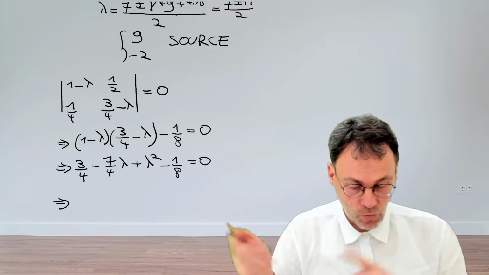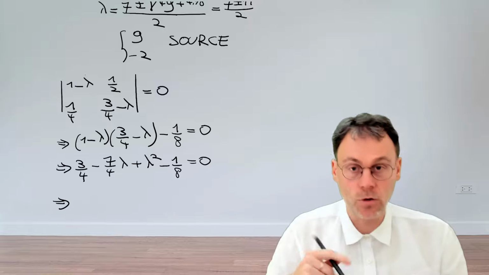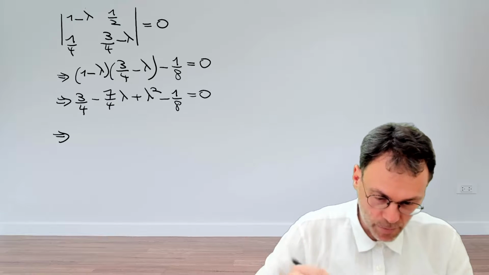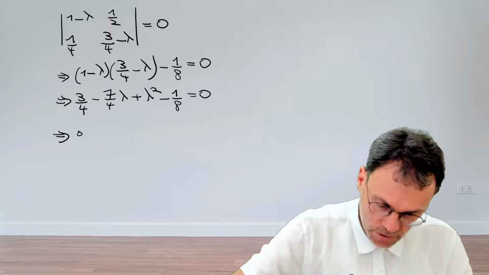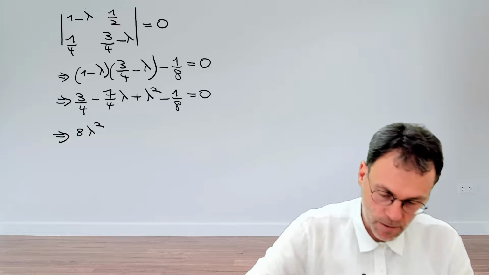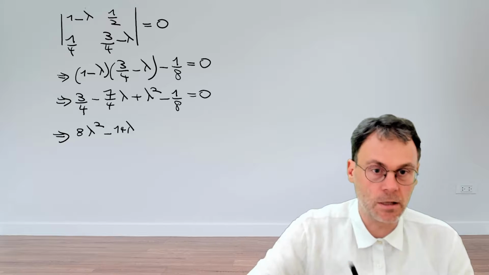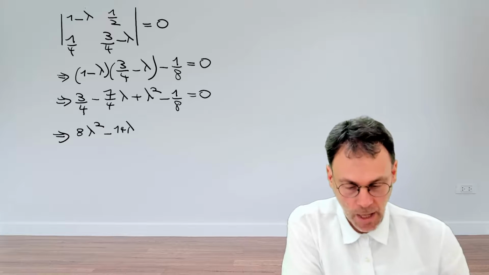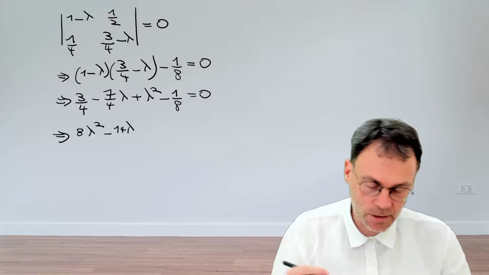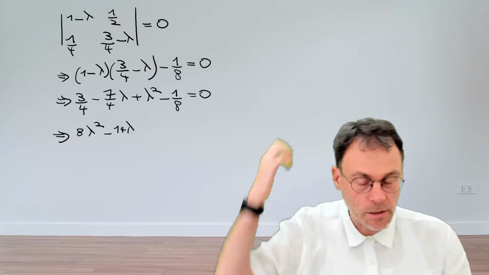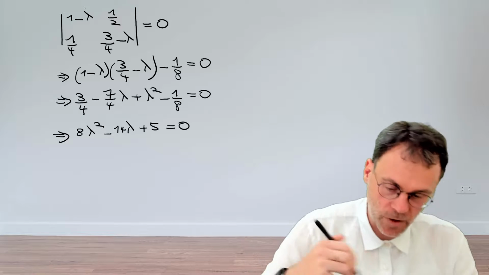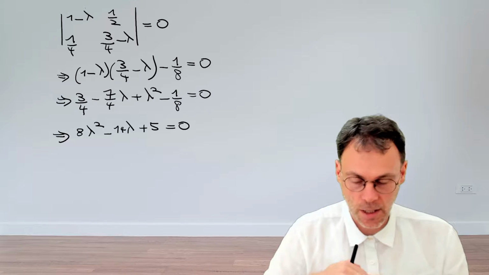So let's reorder the terms, and let's also multiply everything by 8. Then we get rid of these pesky denominators. So that gives us 8 times lambda squared minus 14 lambda. And then we have 2 times 3 is 6 minus 1, so that should be 5. So this is finally our quadratic equation.